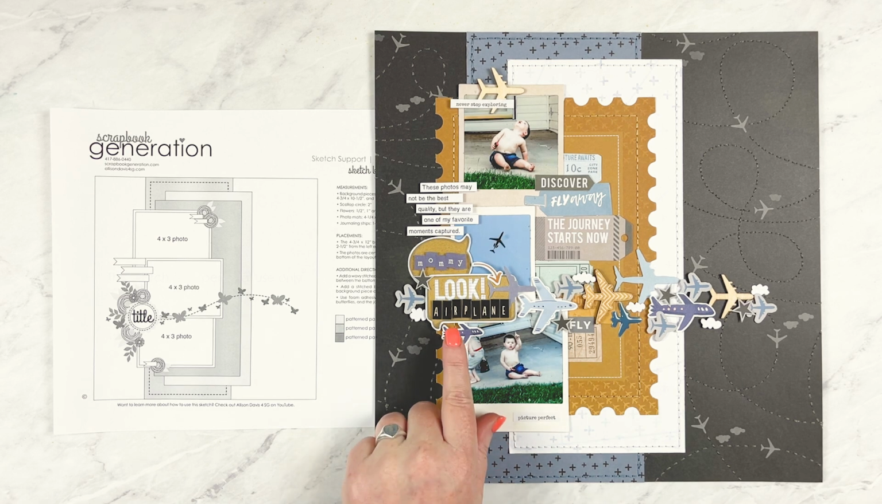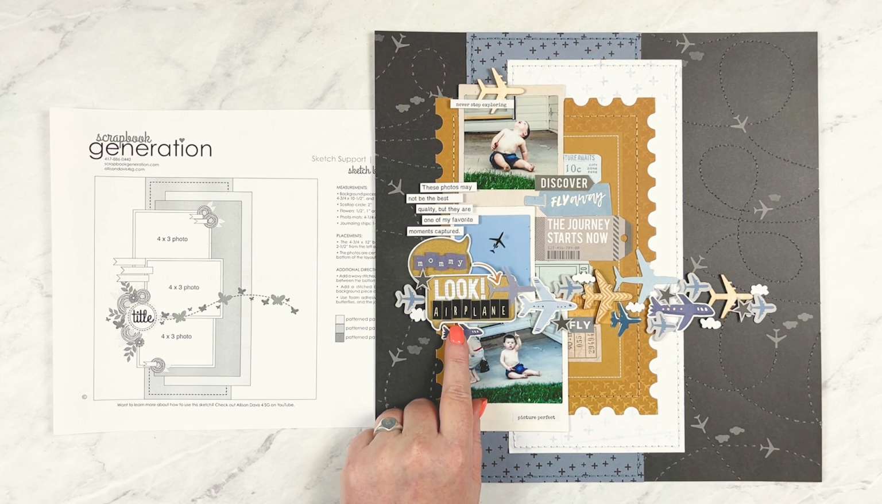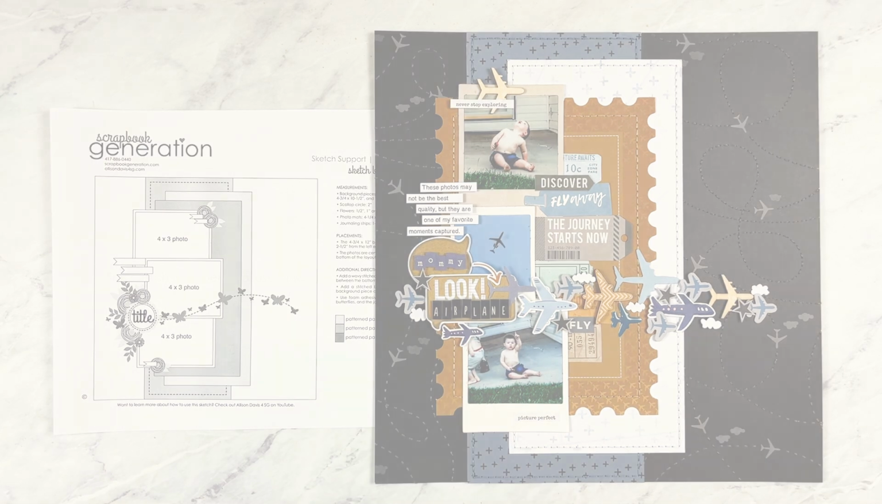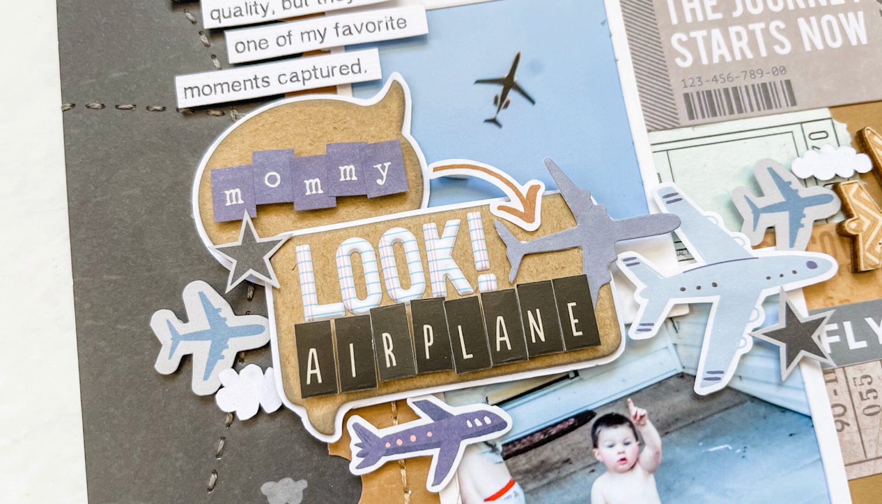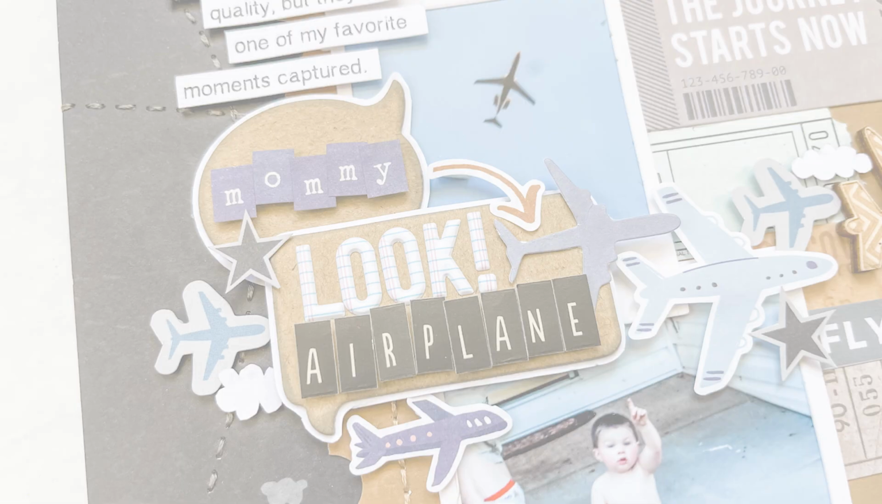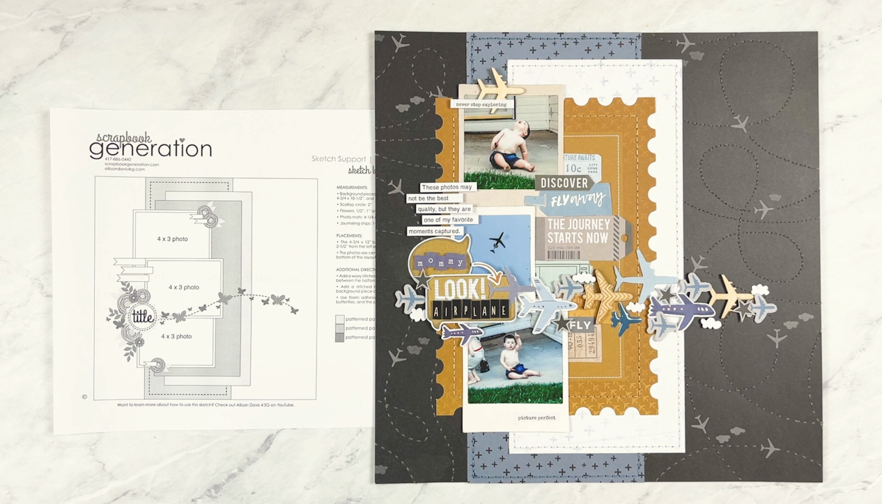For my embellishment cluster on the left, I used 2 speech bubbles for my title, since that is exactly what Jackson said to me when these photos were taken. I thought that was a fun way to highlight his words.